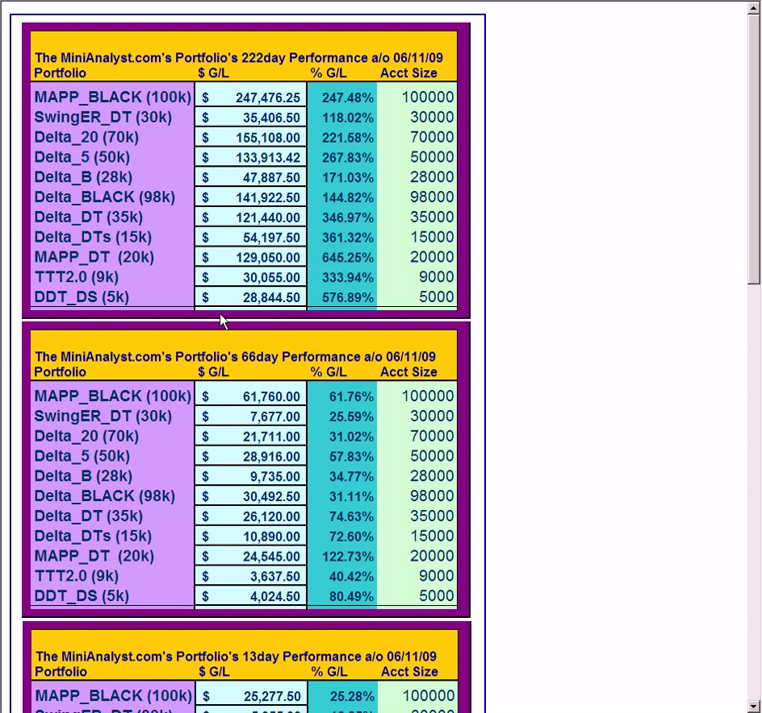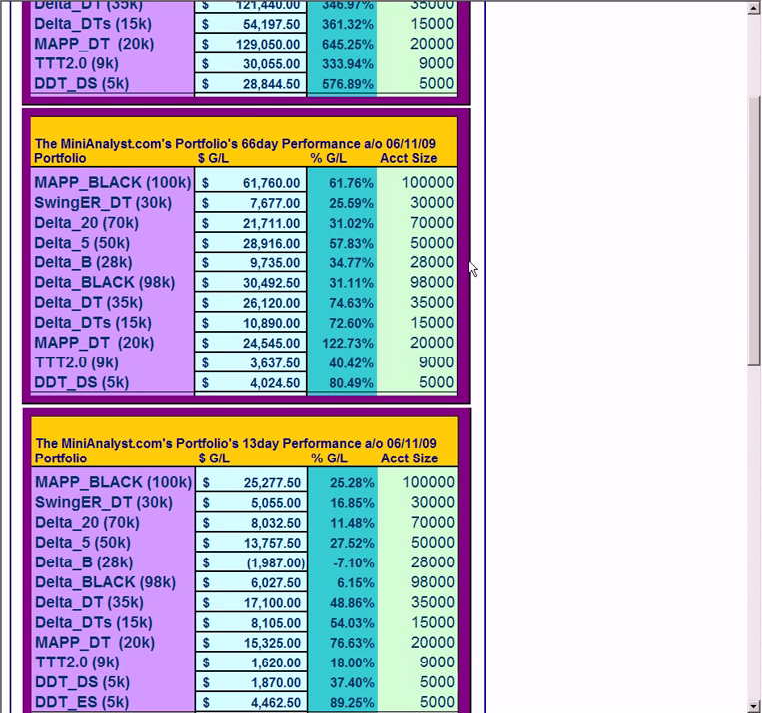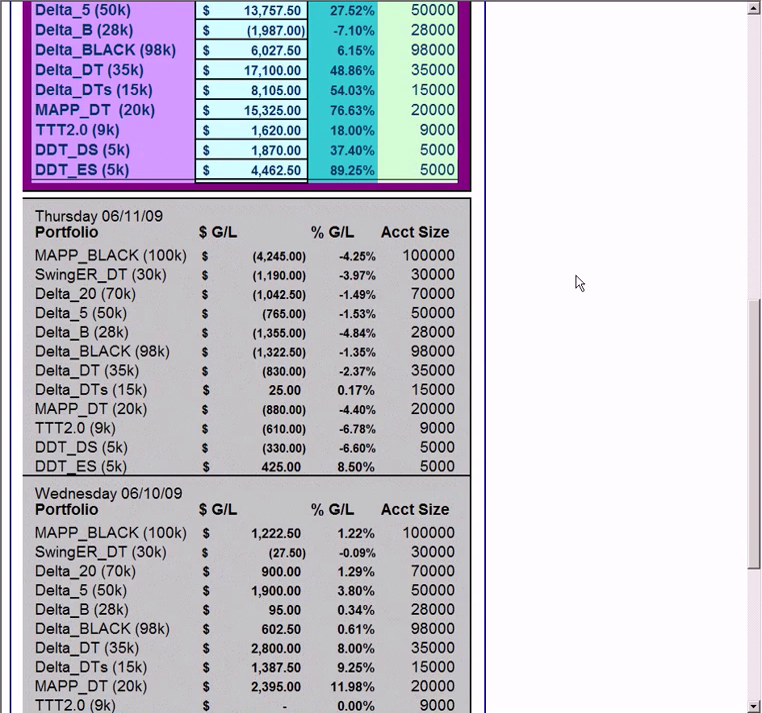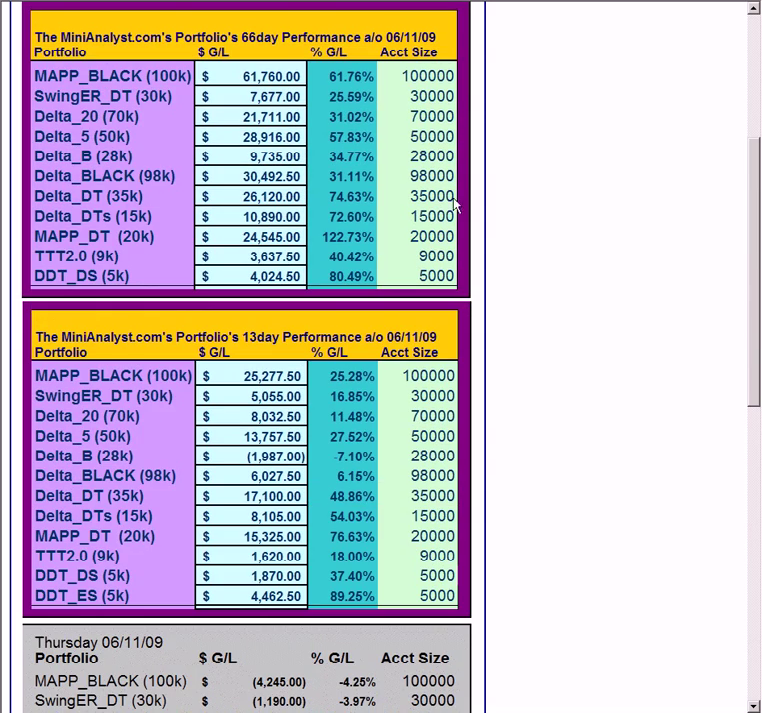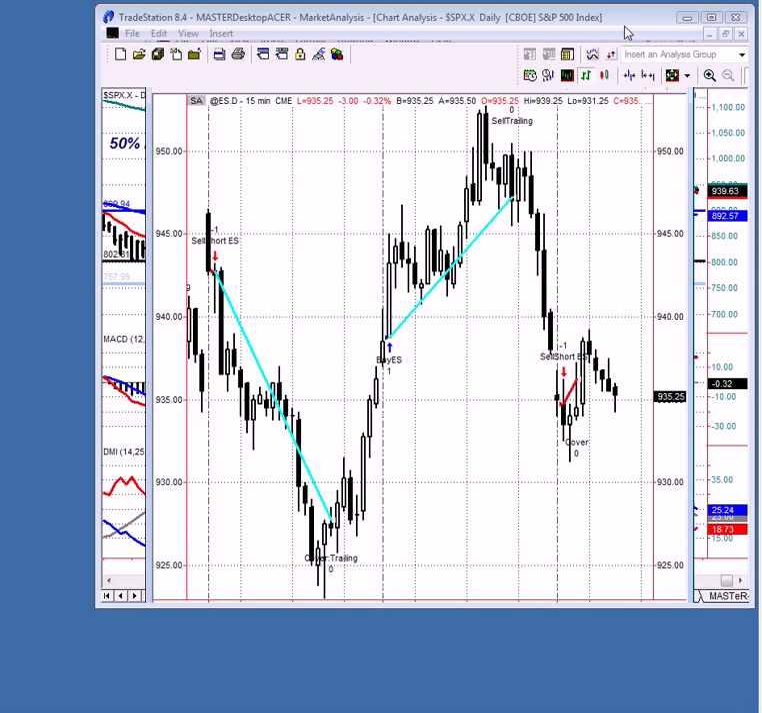We can look at the Dual Day Trader ES right here over the last 13 days. We actually don't have it on the 66 day. We got it on about the 30 day, but that's how it's been performing. But anyway, back to the market. So there's part of the beautiful winners, just catching the whole of the move has been the case for the ES Day Trader 1.0.